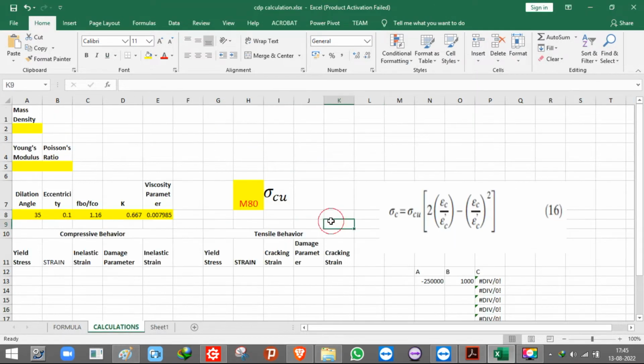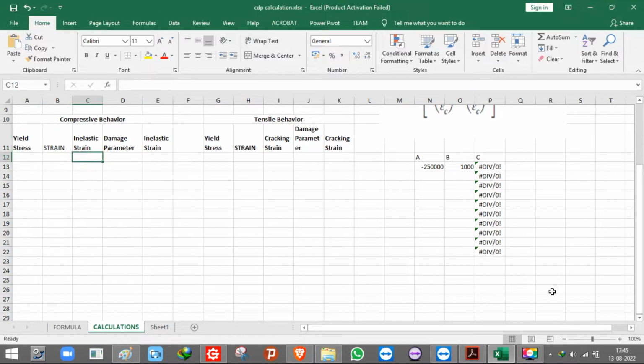Now I have entered this value. Here we'll try to calculate for M80, and these are default values. You don't have to play with this. These are usually determined with experiment, so you don't have control over this data, and the remaining values will be calculated. First we will calculate the strain, then we will calculate the inelastic strain.